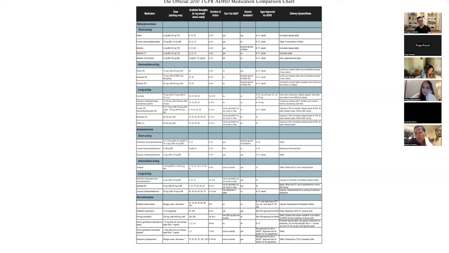Same concept. If there's no history, obviously if it's an older adult, I would do it, right? If it's a geriatric patient, even though geriatric ADHD is kind of controversial, I would still do it, right? But if it's like a 25-year-old, there's no history. Oh, okay.